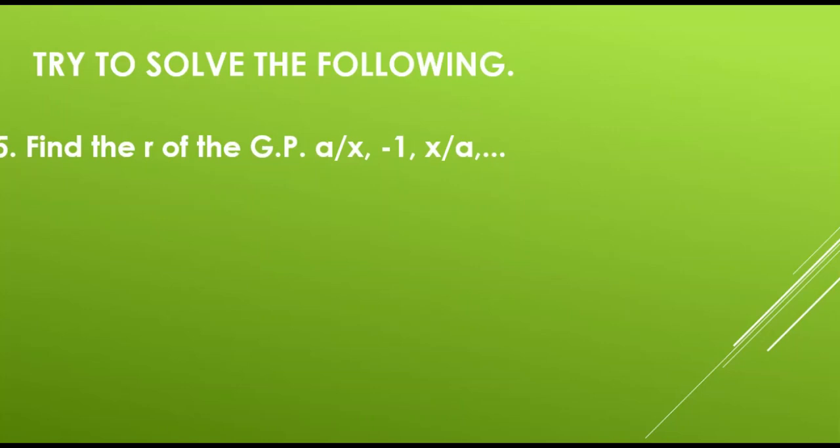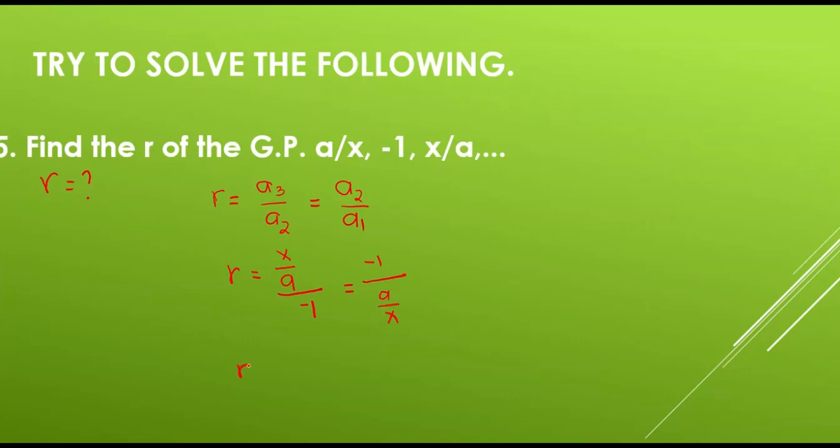Okay, problem number 5. Find r, or the common ratio, of the geometric progression a over x, negative 1, x over a, and so on. So to get the r, we know that the formula to get the common ratio is a sub 3 over a sub 2. It should be equal to a sub 2 over a sub 1. So r is equal to x over a divided by negative 1. Then negative 1 divided by a over x.